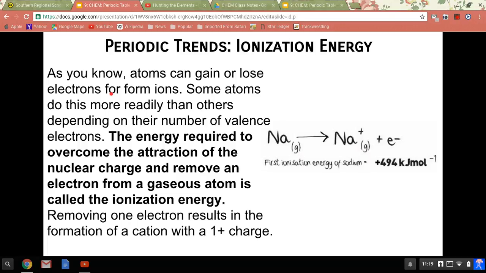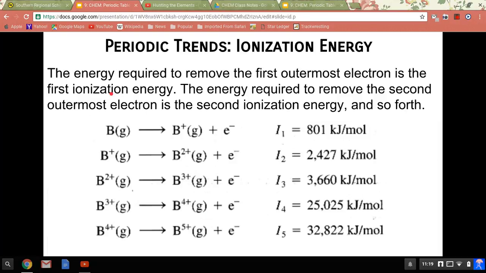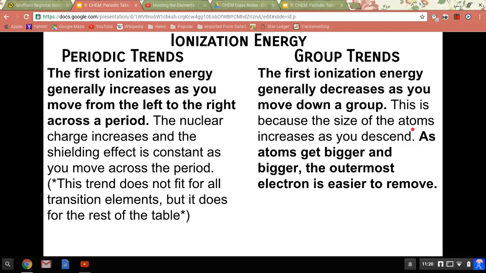There are multiple ionization energies. There's a first to pull off the first electron, second to pull off the second electron, third to pull off the third electron, and so on. We are going to focus on the first ionization energy only. So here's an example of the different ionization energies depending on how many electrons you're pulling off, or which electron you're pulling off. We're going to stay focused up here at first ionization energy to look at trends.